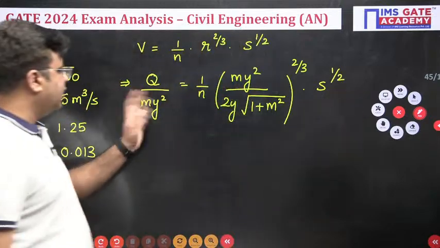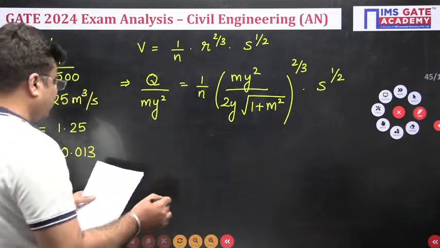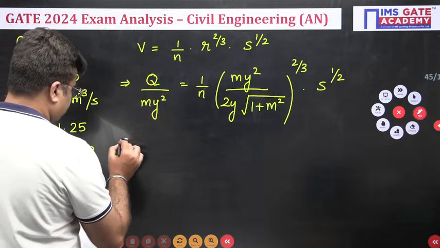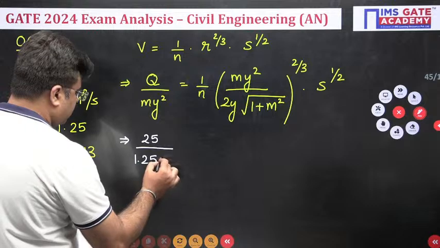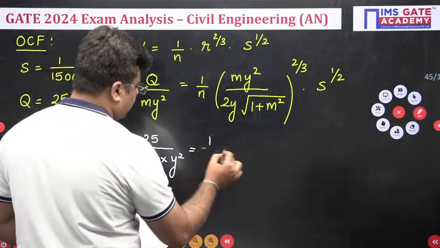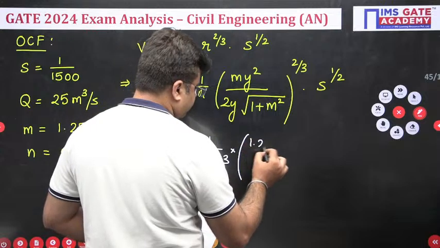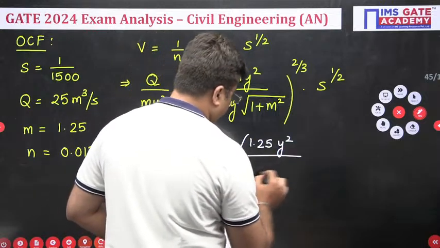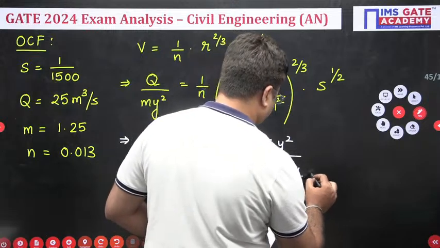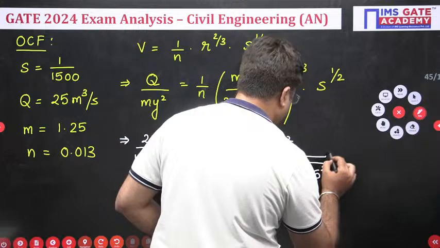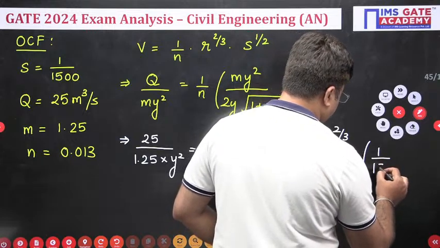So I think you know all the values, you know the value of Q, you know the value of m. From this equation, you need to calculate the value of y. Substitute all these values. So Q is 25 divided by m, which is 1.25 into y square, is equal to 1 upon 0.013 into m is 1.25 into y square divided by 2y under root of 1 plus 1.25 square, raised to the power 2 by 3 into S raised to the power 1 by 2. So S is 1 by 1500 raised to the power 1 by 2.